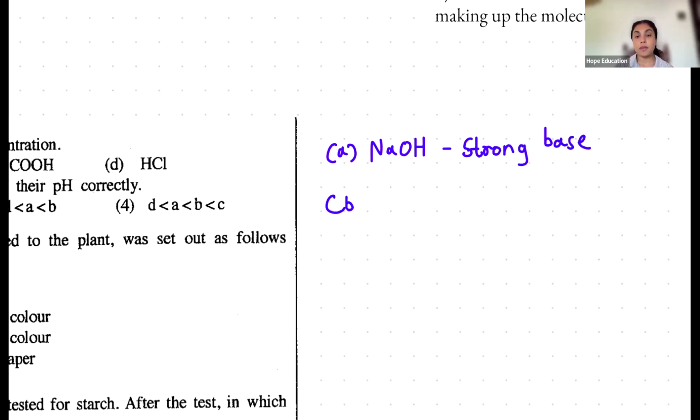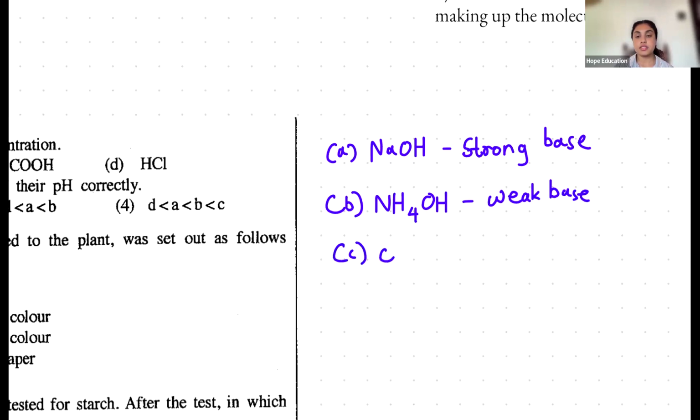What about ammonium hydroxide, NH4OH? What kind of an acid or base is this? Okay, it's a base. What kind of a base is it? Strong base or weak base? Quick to tell me. Yes. It is a weak base.